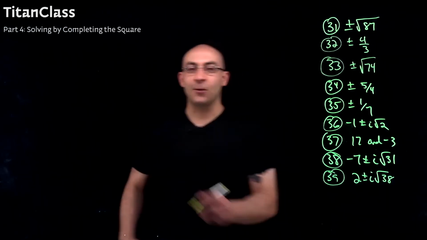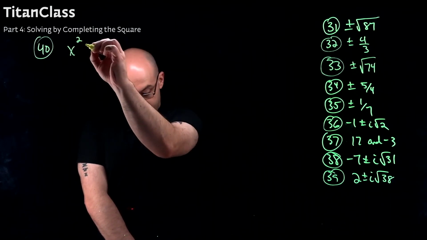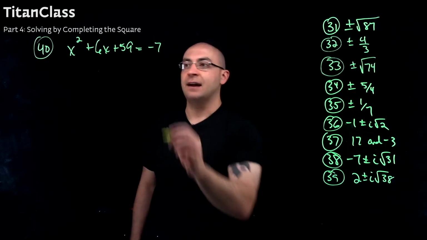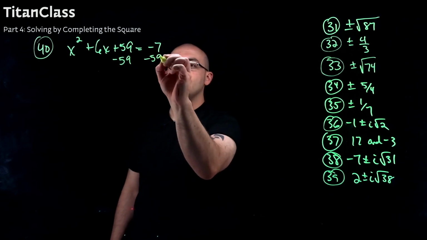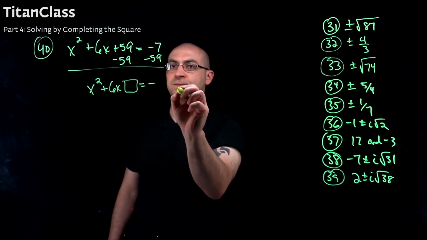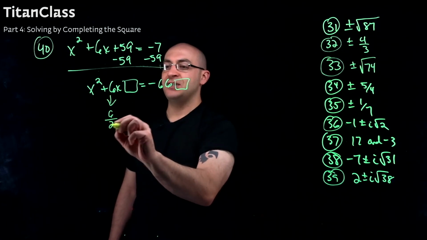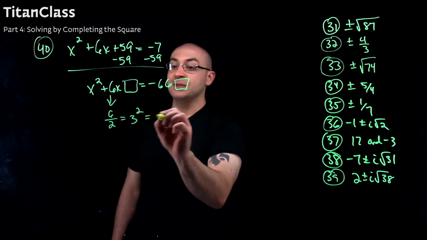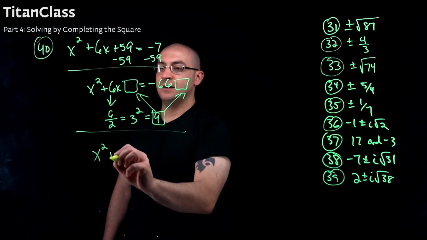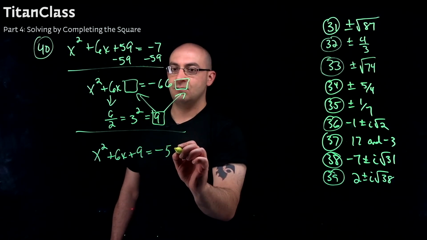It's 40. Last number in this set of 10. Okay, we've got x squared plus 6x plus 59 equals negative 7. All right, minus 59 on both sides gives me x squared plus 6x equals negative 66. Ew. Take the 6, divide it by 2. 3 squared equals 9. That is the number that completes the square. So we're going to have x squared plus 6x plus 9 equals negative 57. Ew.